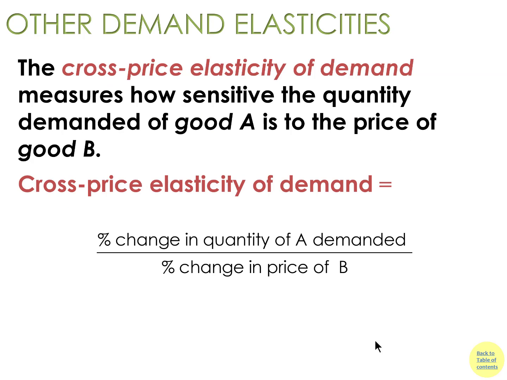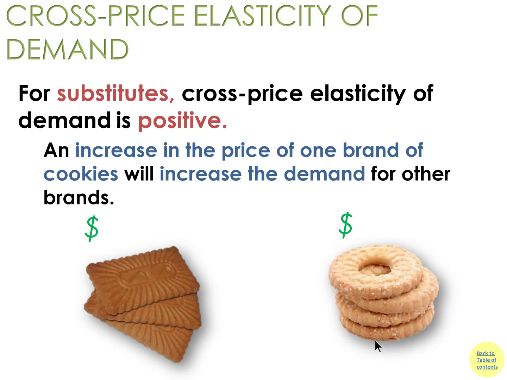So let's get started. The cross-price elasticity of demand measures how sensitive the quantity demanded of good A is to the price of good B. For instance, percent change in Q sub A over percent change in P sub B, that's your cross-price elasticity. Now, in practice, what does this look like? It can help us figure out if goods are related, for instance, if they're substitutes or complements.